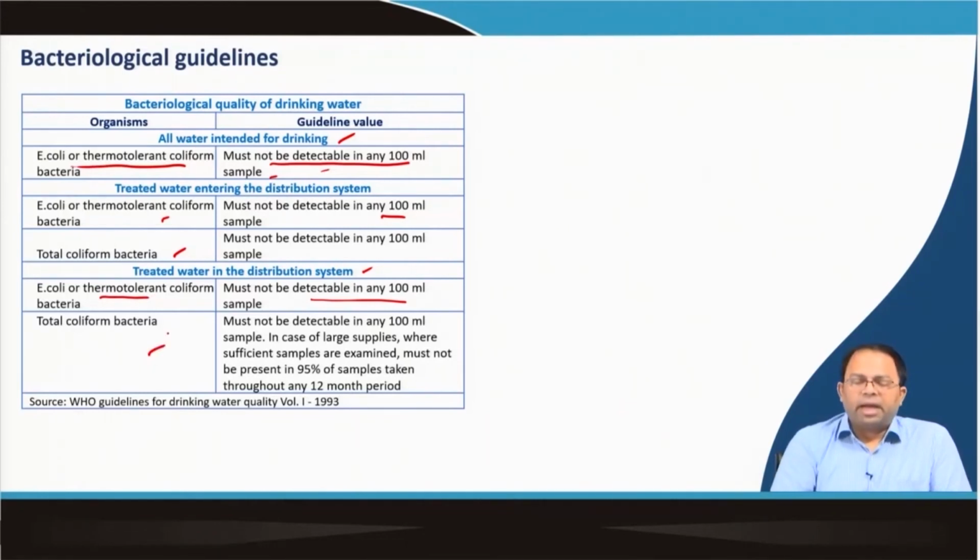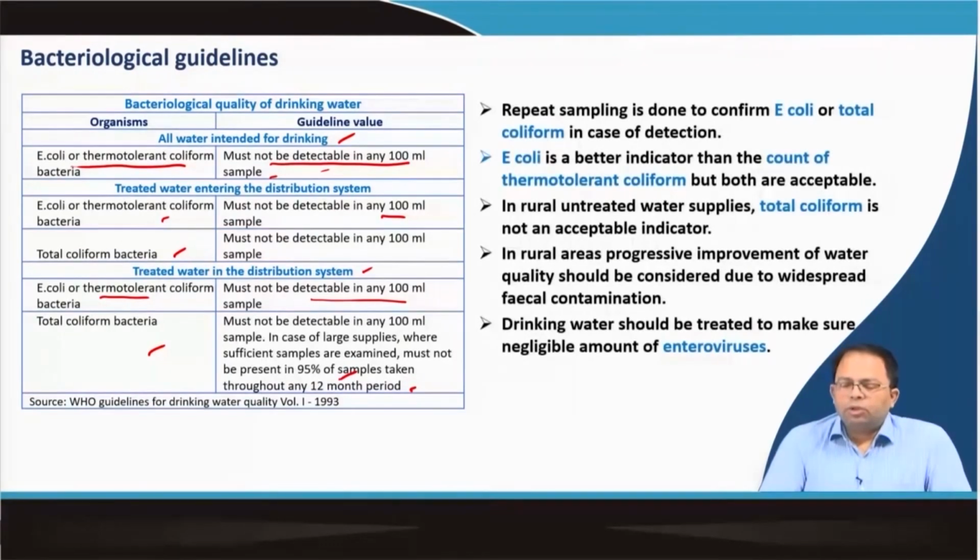But for total coliform bacteria, there is a little change, even though it should not be detectable in 100 milliliter samples. In case of large supplies where sufficient samples are examined, it must not be present in 95% of the samples taken throughout any 12-month period. So that is the standard specified by CPHEEO. Usually when E. coli is detected, we go for repeat sampling, and E. coli is a better indicator than the count of thermotolerant coliform, but both are acceptable.